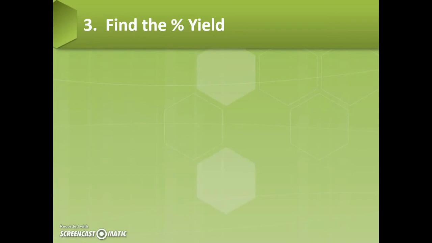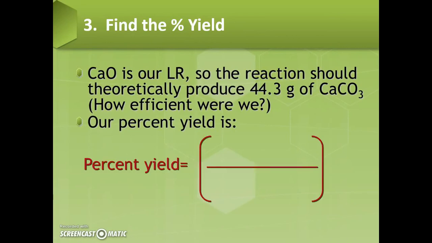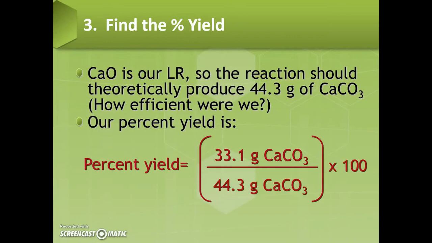So once we have our theoretical yield, we can find the percent yield then by simply using our experimental yield, in this case 33.1 grams, I believe. 33.1 grams of product divided by our theoretical yield times 100% gives us about 75% yield.